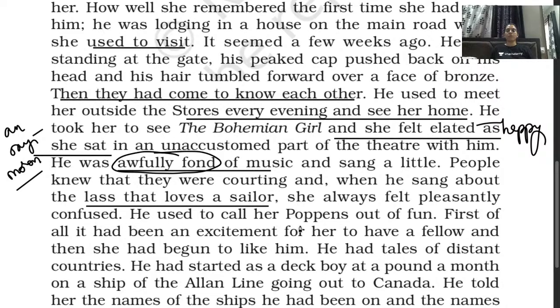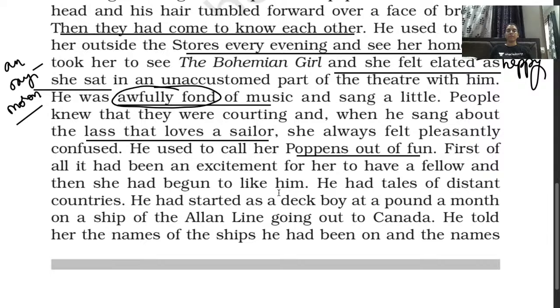He used to call her Poppins out of fun. That was her nickname. First of all, it had been an excitement for her to have a fellow, and then she had begun to like him. He had tales of distant countries. He had started as a deck boy at £1 a month on a ship on the Allan Line going out to Canada.